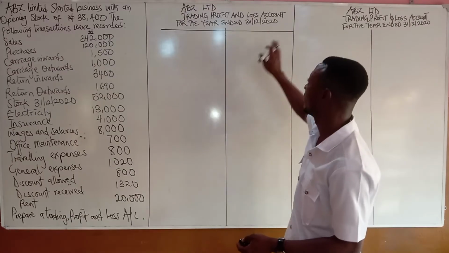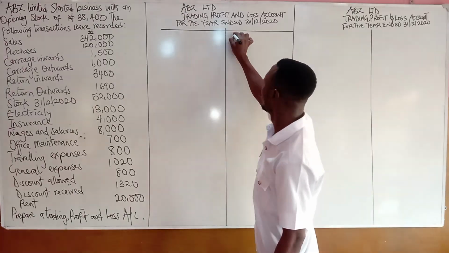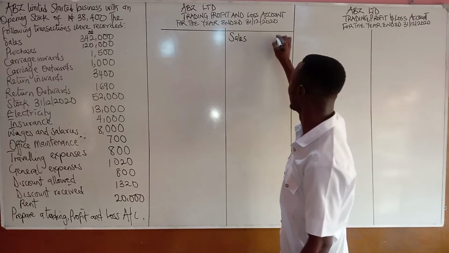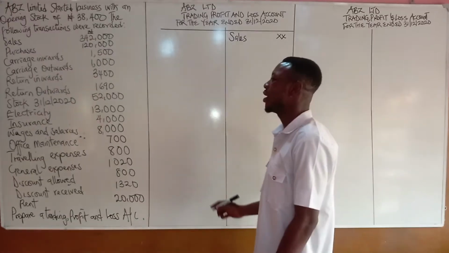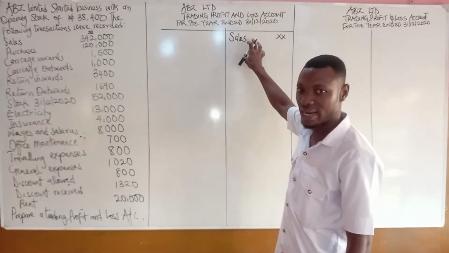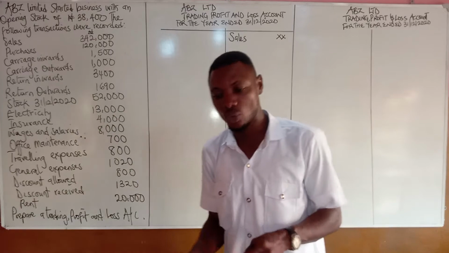So the first thing, this is our credit side. We have our sales. Let me start from here. You have sales. Now, once you have your sales, say we have XX for our sales, there are only two items up here under the trading account. You have your sales, and then you have your return inwards.